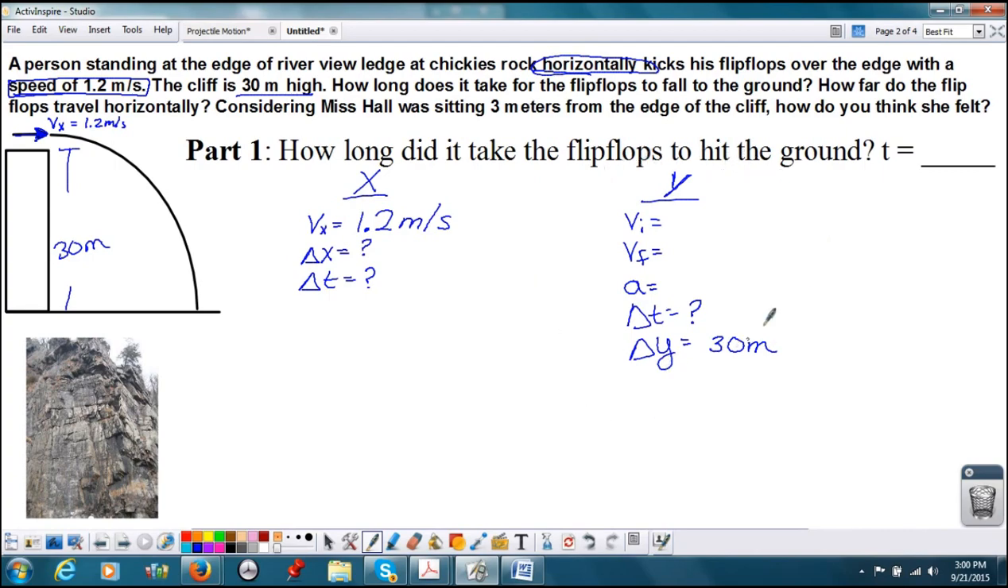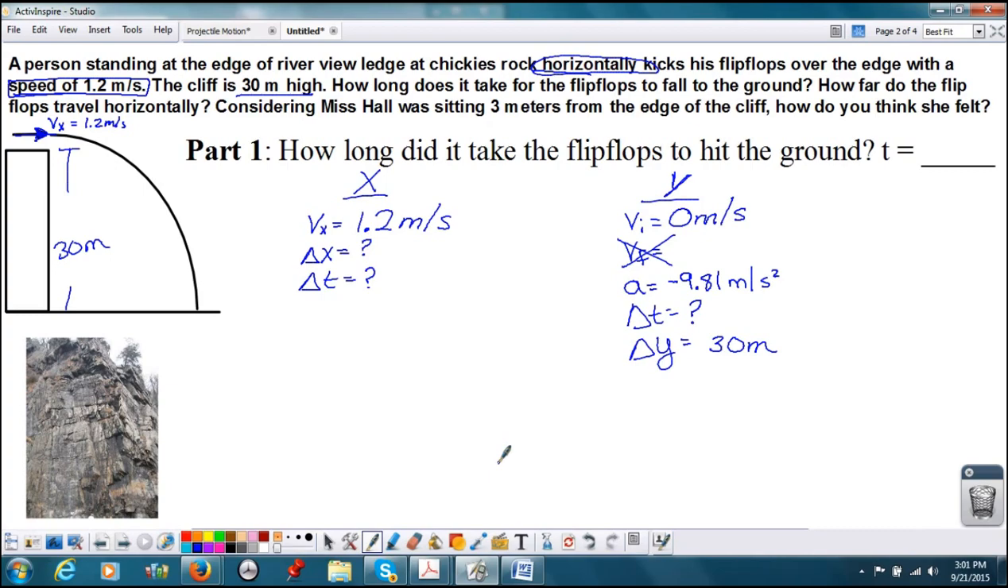These flip-flops are in free fall, and when an object is in free fall on Earth or close to Earth's surface, we know that the acceleration due to gravity is negative 9.81 meters per second squared. Well, what else do we know? We need to know something else, one of these two. I don't know how fast they hit the ground, but I do know that they were only kicked in the horizontal direction. So when they first started moving, as soon as they left, they were only going this way, and then gravity pulled them down. So there was no velocity in the y direction to start. That's 0 meters per second here.